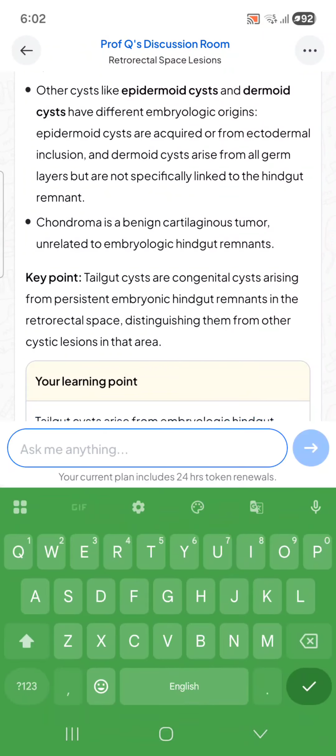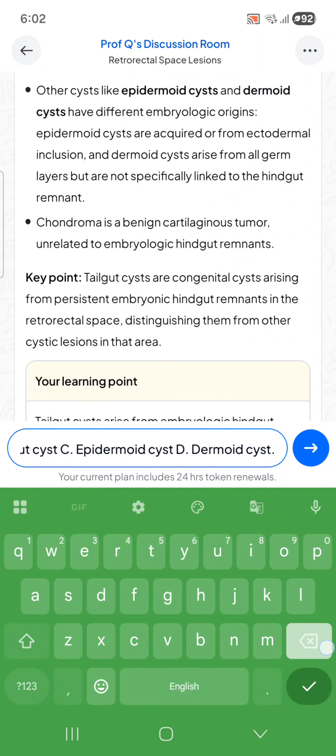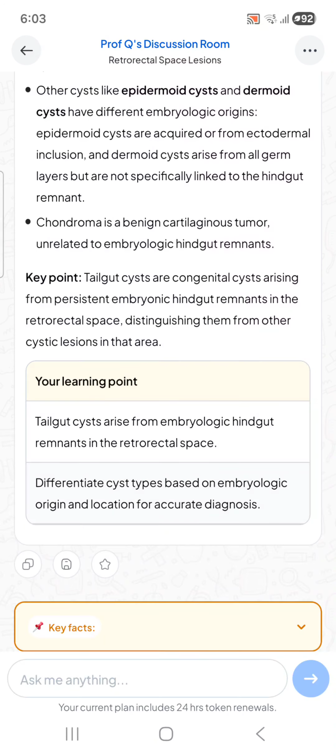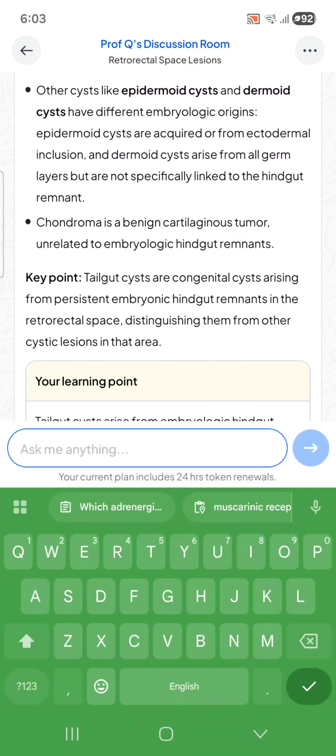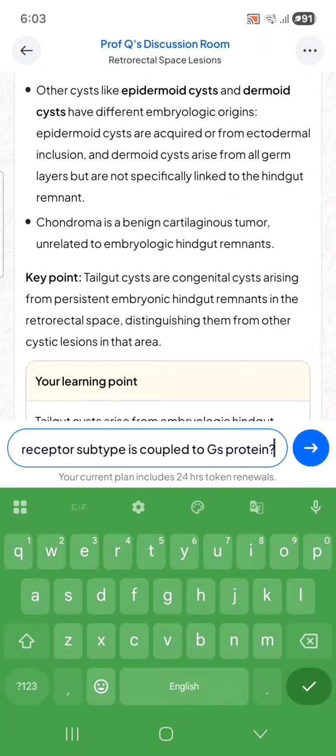So let us look at one more question. My apologies. Let's look at one more question. Here the question was, which adrenergic or muscarinic receptor subtype is coupled to the GS protein? The options given in the MCQ are M1 receptor, M2 receptor, alpha adrenergic receptor, and beta adrenergic receptor.